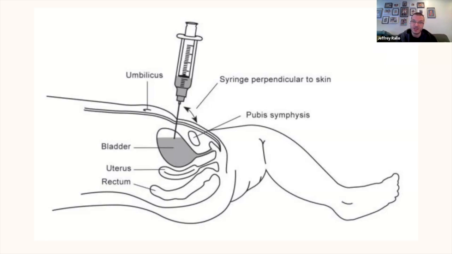If you want to do an indwelling suprapubic catheter, you can just use your central line kit. You can use a butterfly if the baby's young enough. And that's how you do it.